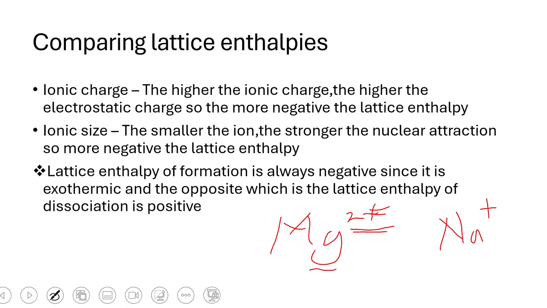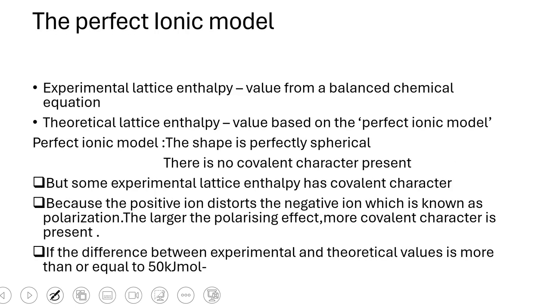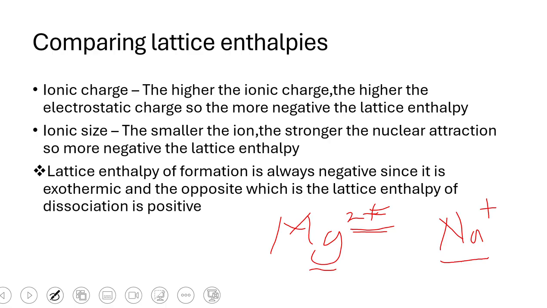So the value for the lattice enthalpy of formation for magnesium compared to the lattice enthalpy of formation of sodium will be more negative compared to sodium. And also we can compare them using the ionic radius. So the smaller the ion, the stronger the nuclear attraction, so the lattice enthalpy will be more negative.